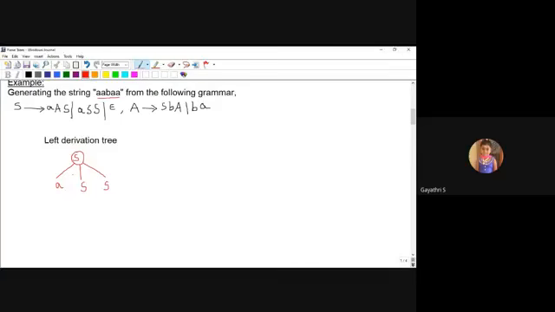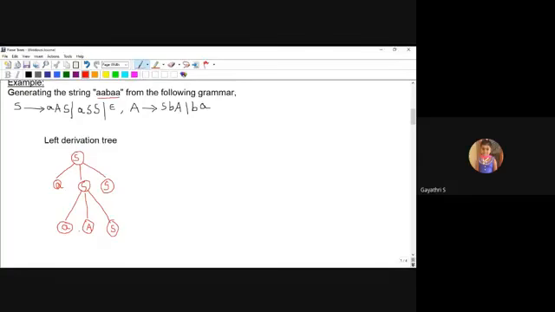Since it is the leftmost derivation, there are two non-terminals here, S, S. So since it is the left, I will choose the leftmost variable, this S, which is replaced by, so I will choose A. Like the derivation tree, it is based on your choice. So I will choose here A, then A, then S. I will choose A, S.